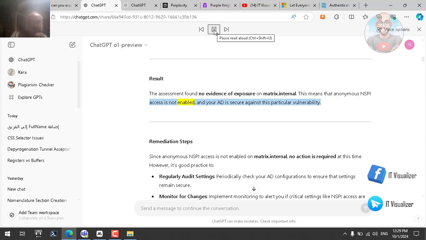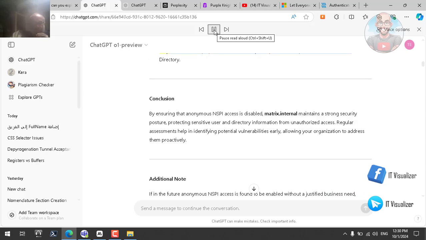Access is not enabled, and your AD is secure against this particular vulnerability. Remediation steps. Since anonymous NSPI access is not enabled on matrix.internal, no action is required at this time. However, it's good practice to regularly audit settings. Periodically check your AD configurations to ensure that settings remain secure. Monitor for changes. Implement monitoring to alert you if critical settings like NSPI access are altered. Stay informed. Keep up to date with security best practices and patches related to Active Directory.